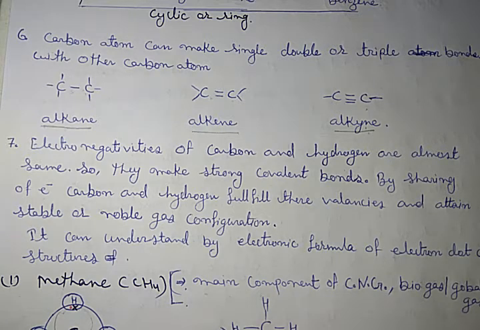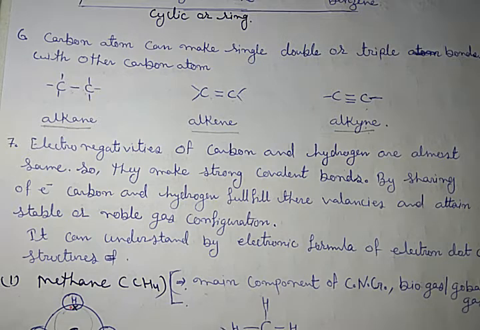In a covalent bond, carbon and hydrogen share electrons and attain the noble gas configuration, in which their shells, or we can say their valencies, get fulfilled. In this sharing, carbon attains the configuration of noble gas neon, while hydrogen attains the configuration of helium. That means 2 electrons in the outermost shell of hydrogen, while 8 electrons in the outermost shell of carbon.